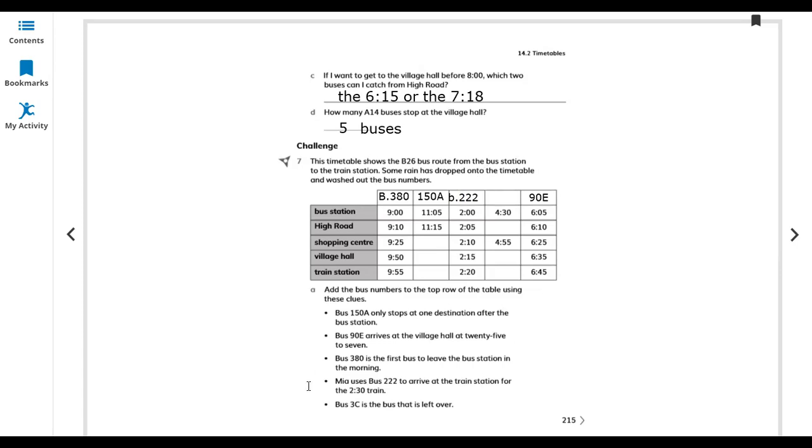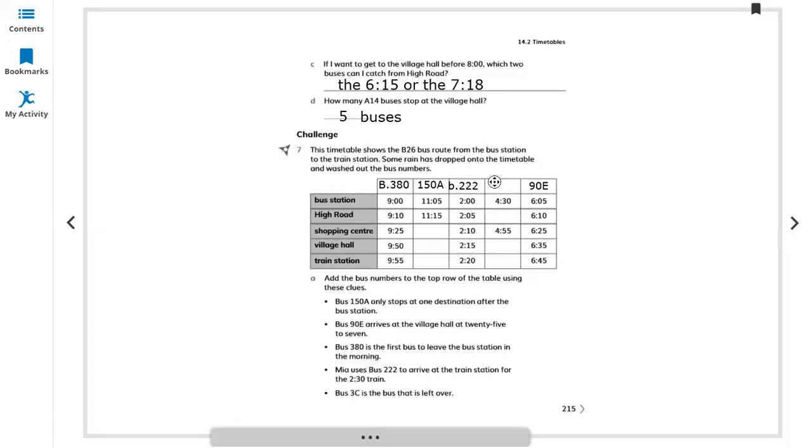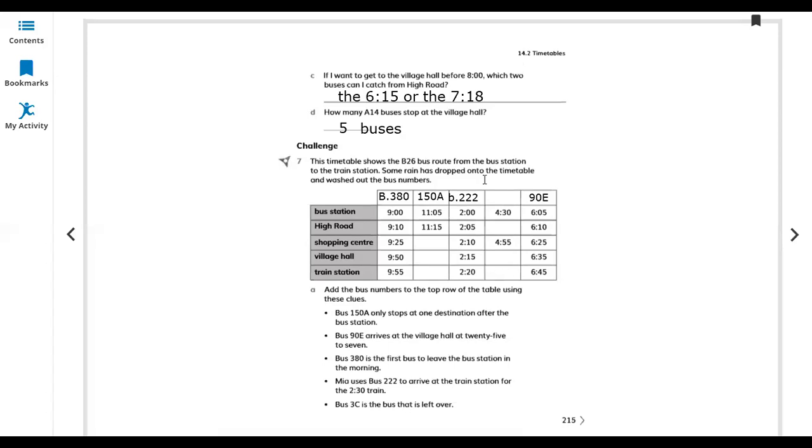And the last remaining bus, 3C, is the leftover. So write 3C, simple. So here we can write 3. So let's move to the next page. Next question. Page number 216.